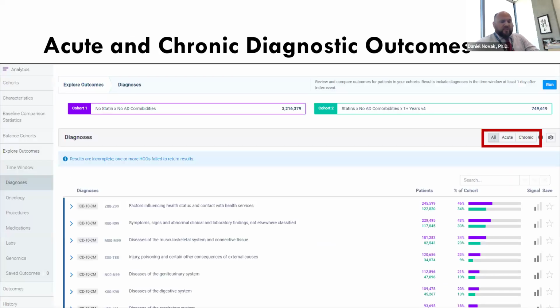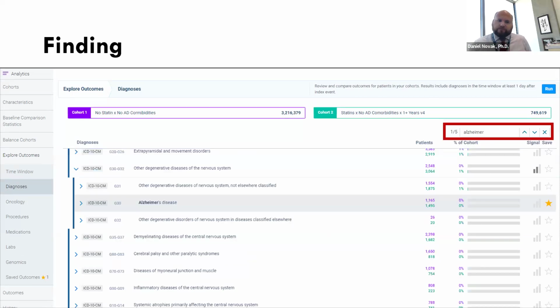So the first thing you can look at, once you have run your compare outcomes and it loads, is your diagnoses. And you can see that the diagnoses are grouped, comparing all cohorts going forward in terms of who's likely to get these outcomes. You can choose to limit it by all acute conditions or chronic conditions, depending on what kind of research you're doing. And it'll show you every ICD-10 code and how many are present in each group of people. You can search for specific findings to make it easier to get down to G30 really quickly.